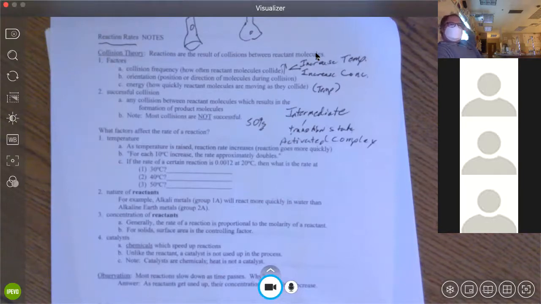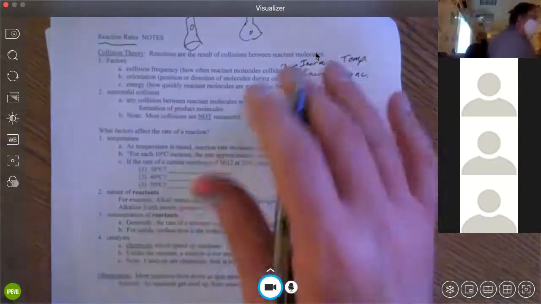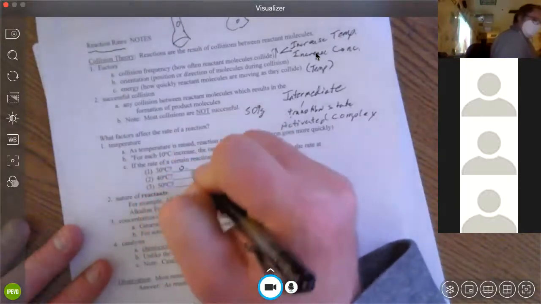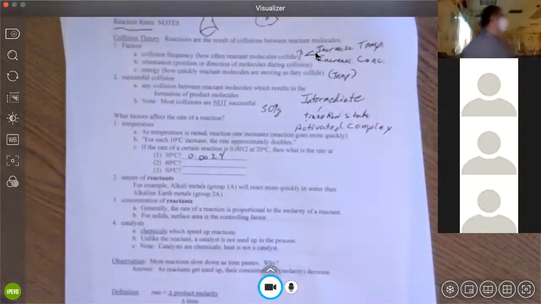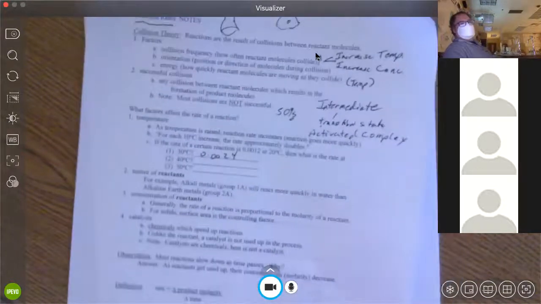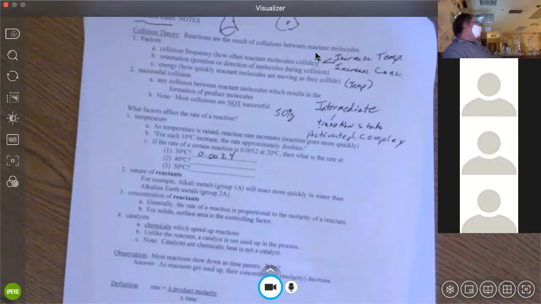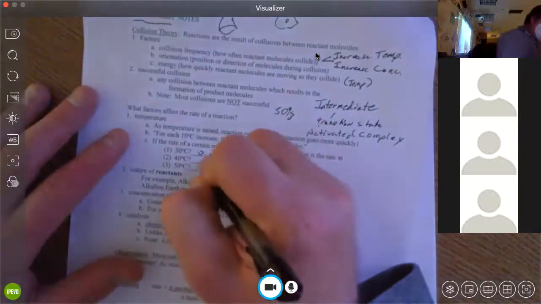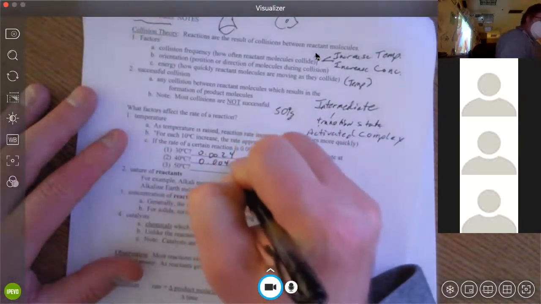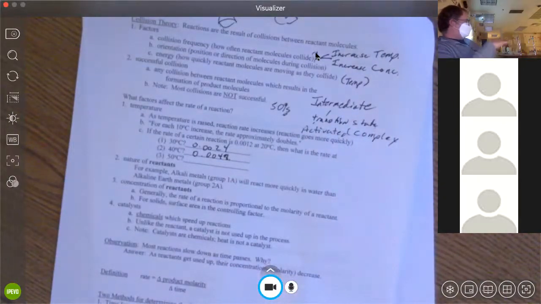So if the rate of reaction is 0.0012 at 20 degrees, then what is the rate at 30? 0.0024. And we go up another 10 degrees. 0.0048. Definitely unmuting, I guess. 0.0048. I think I scared them all by threatening the detention or whatever it was I said. They'll calm down, or else lunch is finally getting to them.